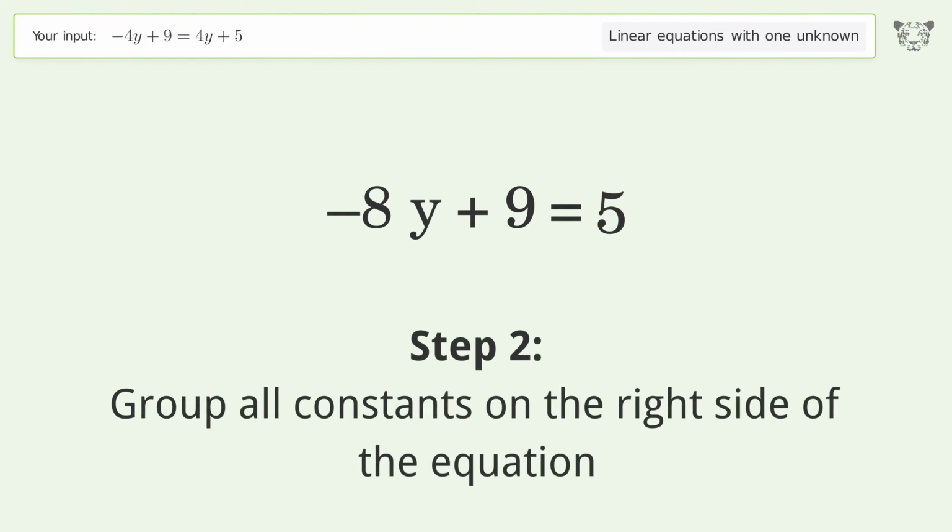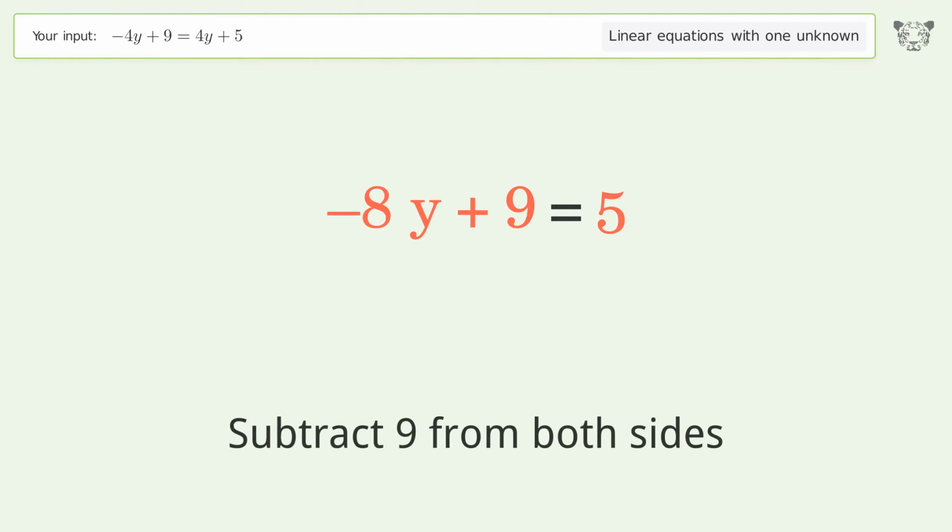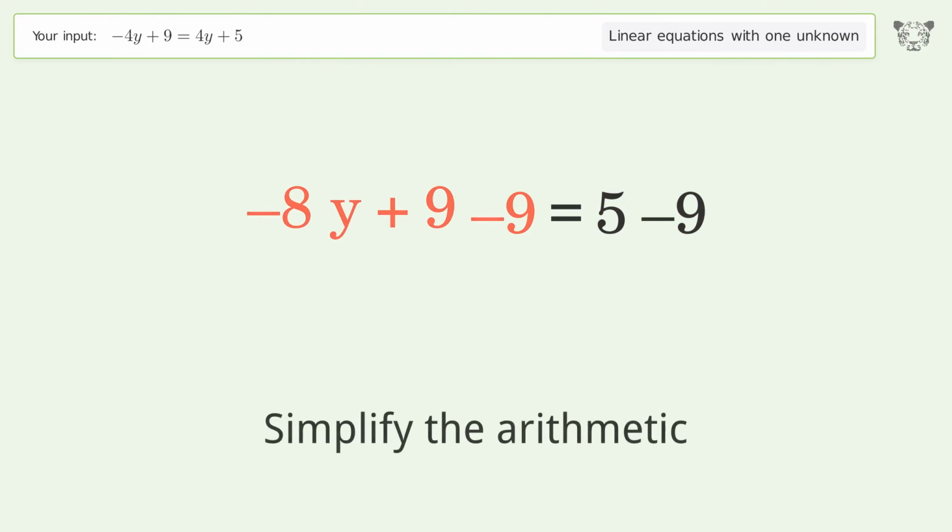Group all constants on the right side of the equation. Subtract 9 from both sides. Simplify the arithmetic.